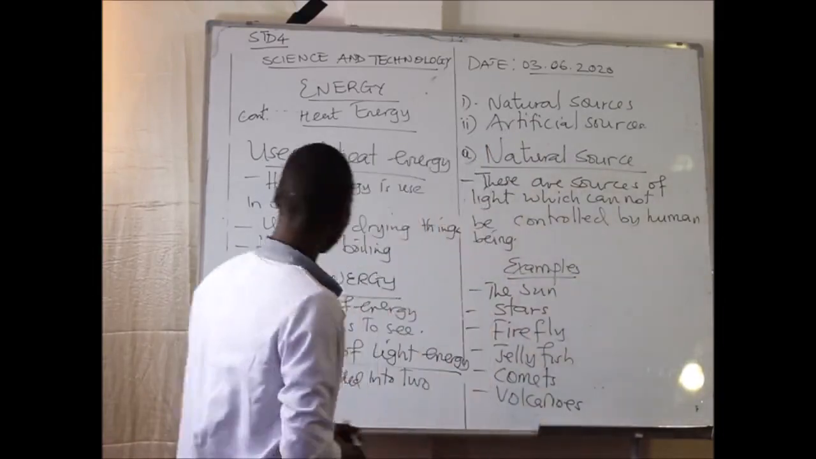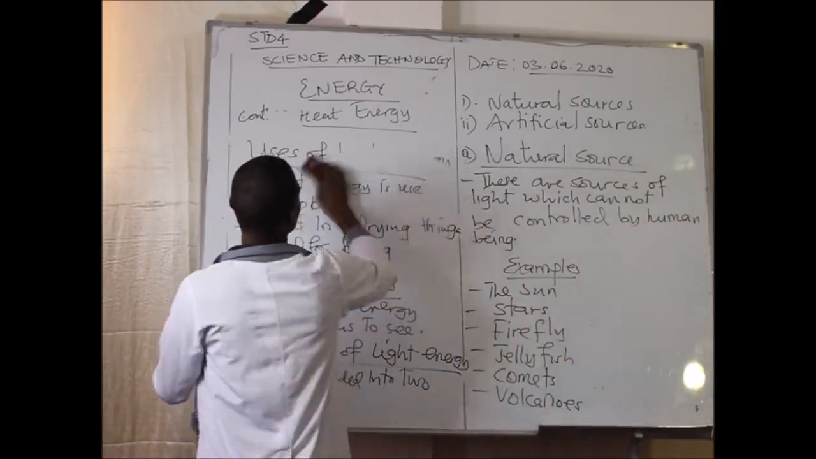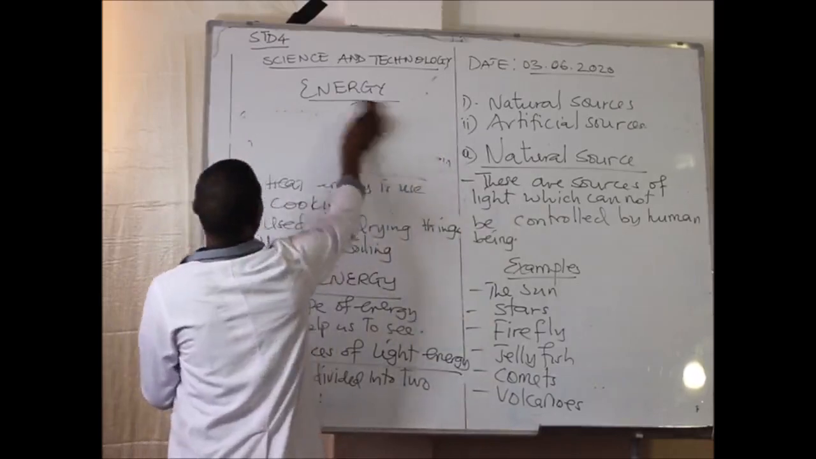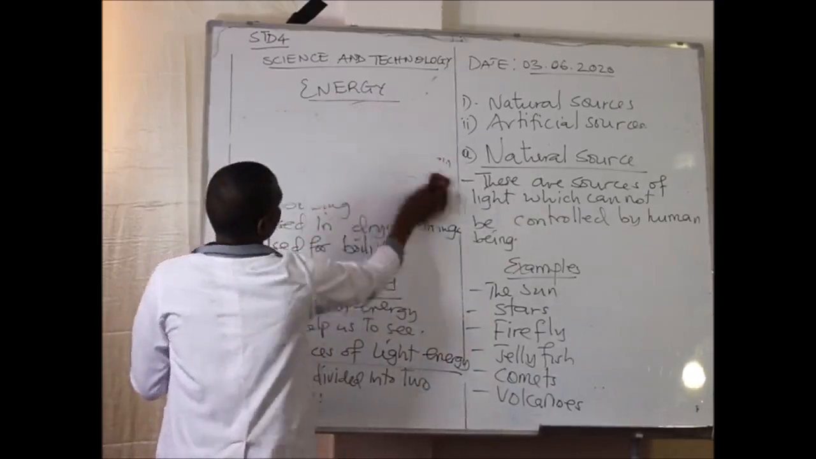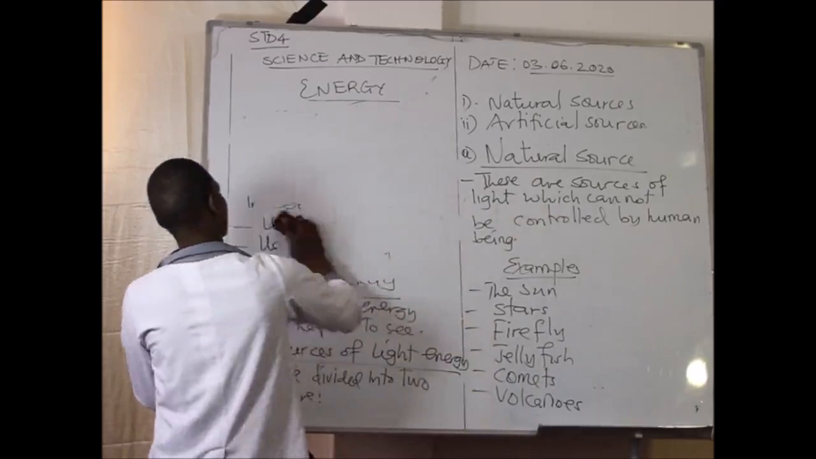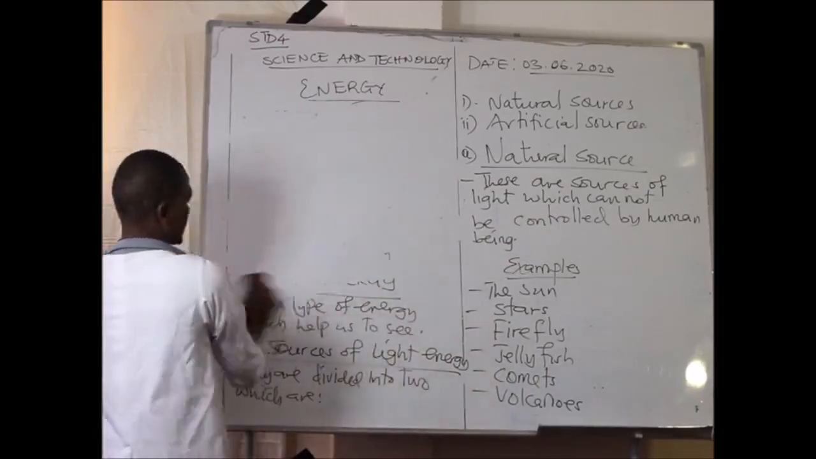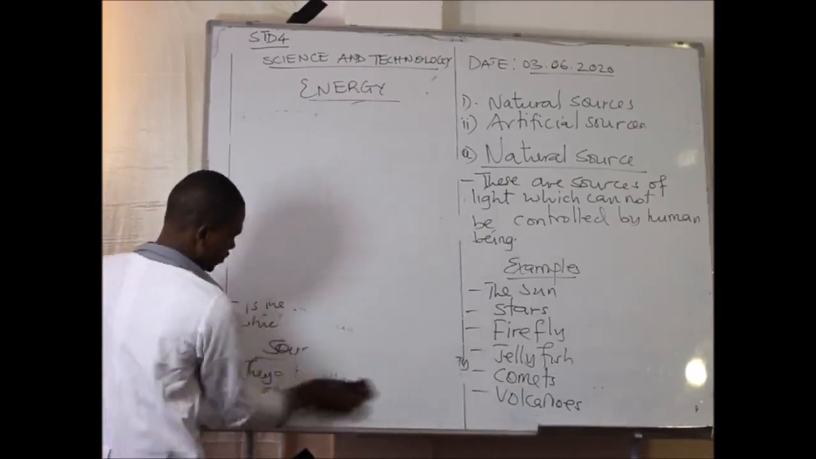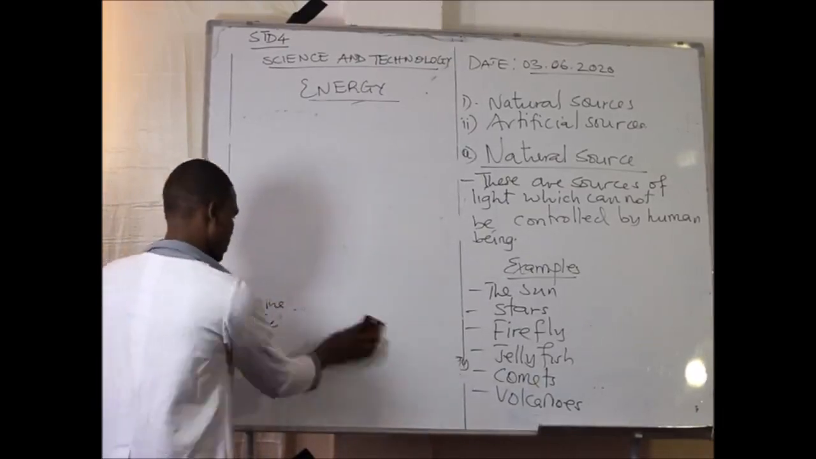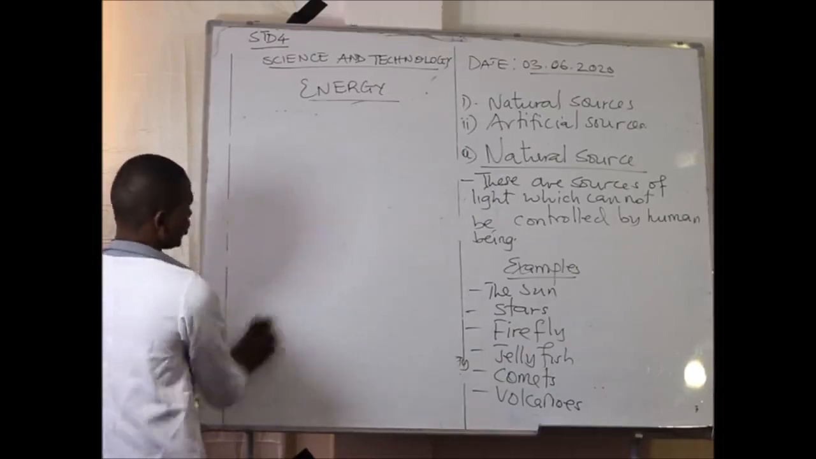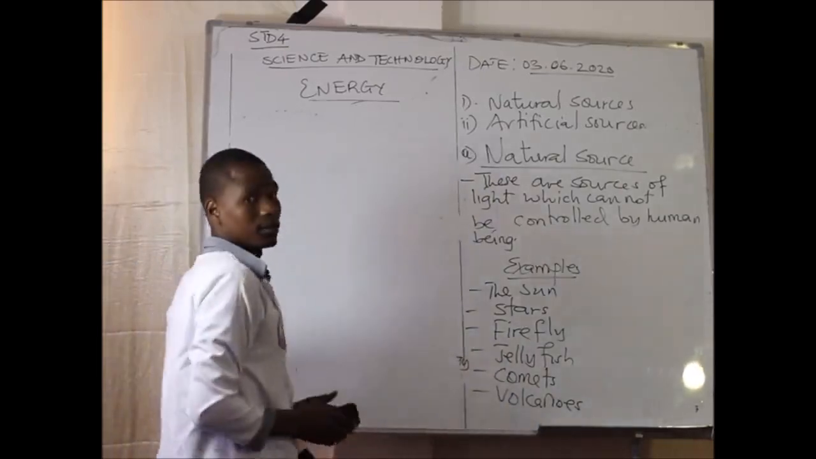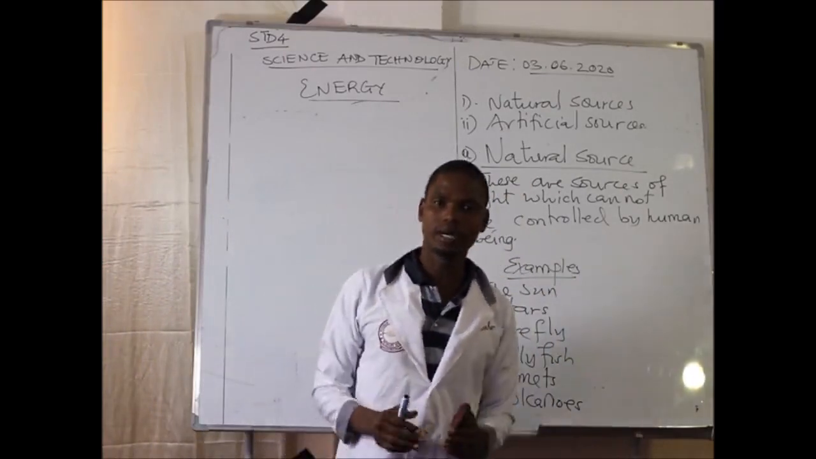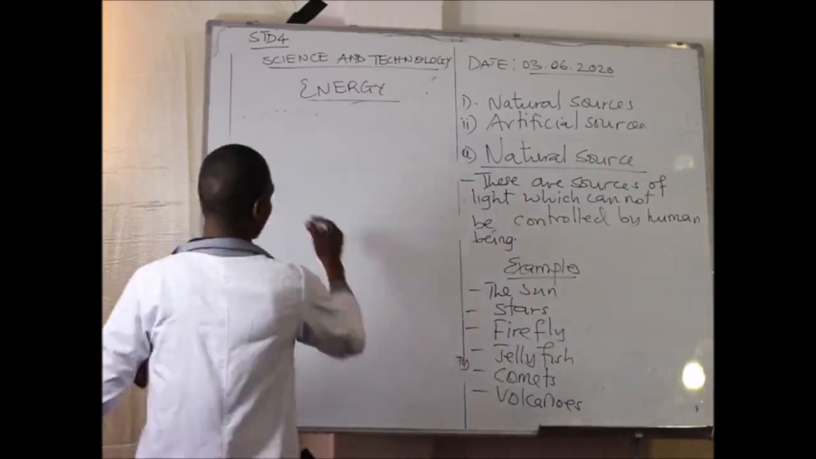Artificial sources of light. Dear pupils, artificial sources of light are sources of light which are made by human beings. Artificial sources of light are the sources of light which are made by human beings. So let's write something.